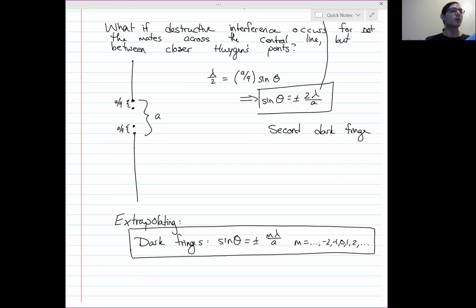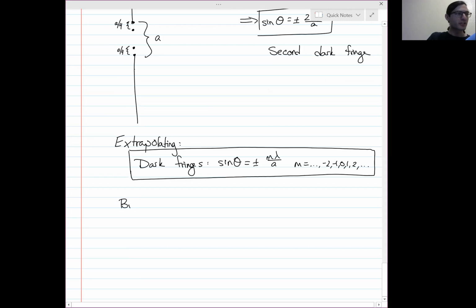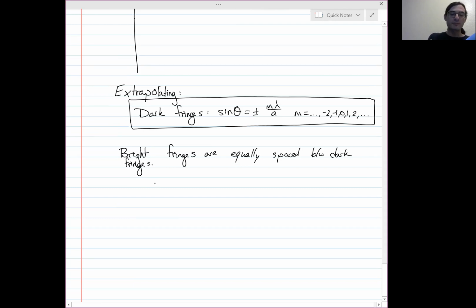So in this case, the bright fringes are equally spaced between the dark fringes. And on top of that, the central maximum, perhaps you can understand why this is the case, is 2 times as wide as the double slit central maximum.